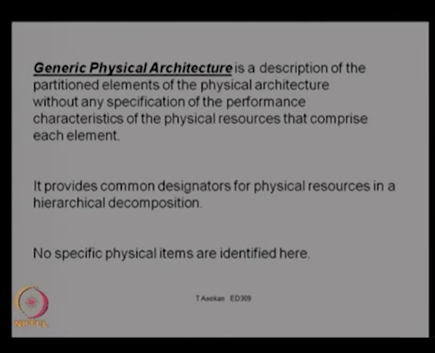It provides common designators for physical resources in a hierarchical decomposition. So, it is a very common or general designator for the elements. No specific component will be identified, and no specific physical systems are identified here in the generic physical architecture. This is basically a starting step for the physical architecture: converting the functional architecture to a generic physical architecture by giving generic names to these components without specifying their performance or the physical element used in the architecture. That is the generic physical architecture.